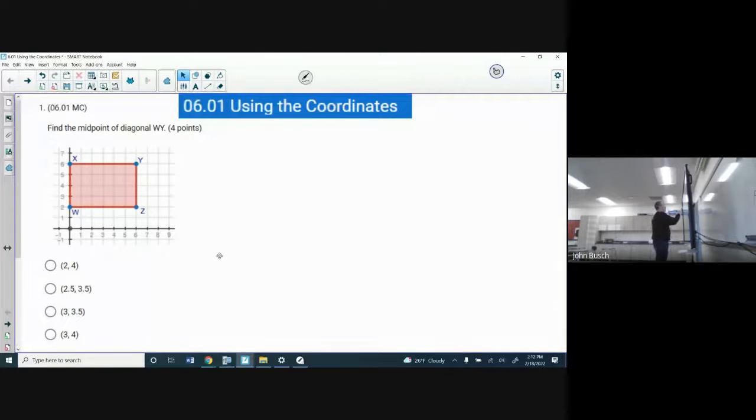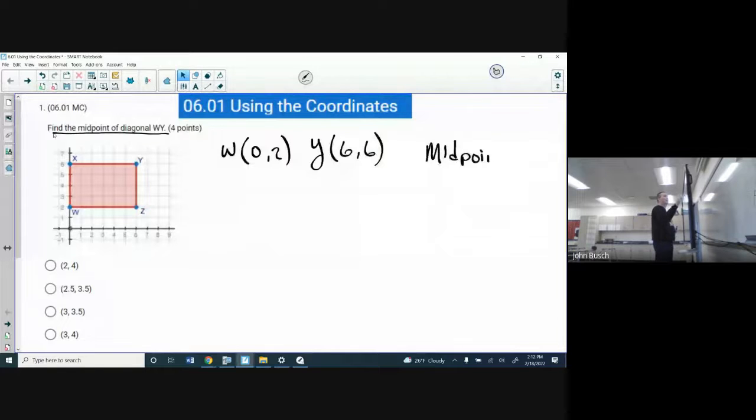So if we're looking for the midpoint, we need the 2 points. W is the point (0, 2), and Y is the point (6, 6). Okay, so to find the midpoint, the trick is you find the average of the X values and then find the average of the Y values. That's supposed to be a Y.